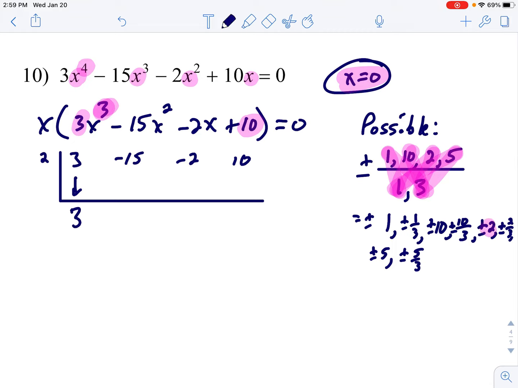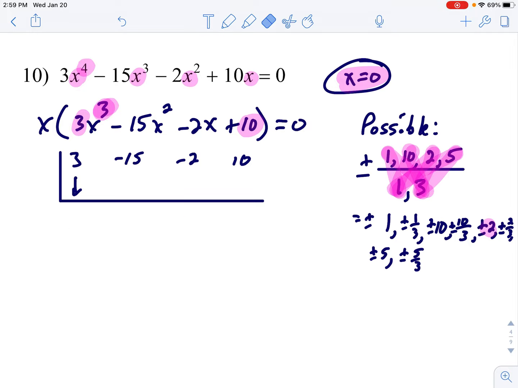2. So 3, 2 times 3 is 6. Negative 15 and 6 is negative 9. That's negative 18. That's negative 20. 2 times 20 is 40. I don't think so. Let's go for negative 2. So bring down a 3. That's negative 6. Negative 21. Negative 42. Negative 44. Okay, that's a big no.